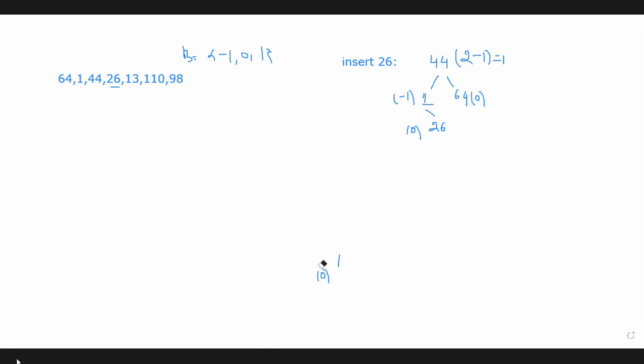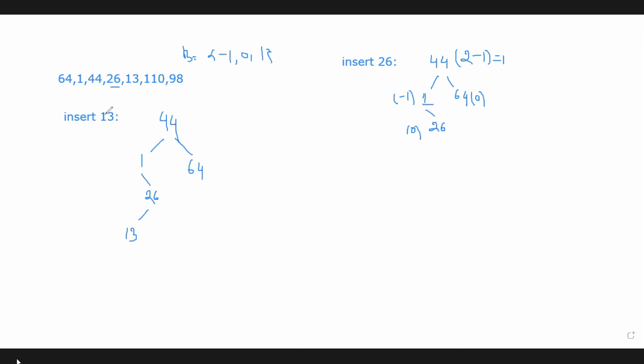So now we insert which node? 13. The next one is insert 13. So compare it with the root node 44. 13 is less than 44, so add it in the left subtree. In the left subtree there is already a node 1, so compare it with 13. Sorry, is 13 greater than 1? Yes. So go to the right side, and 1 already has a right child. So compare it with 26. 13 is less than 26. So 13 will be the left child of 26.